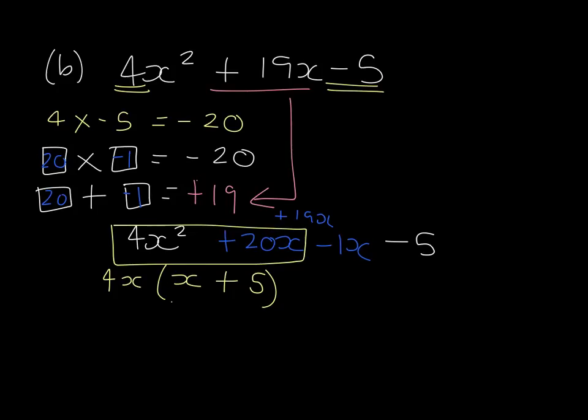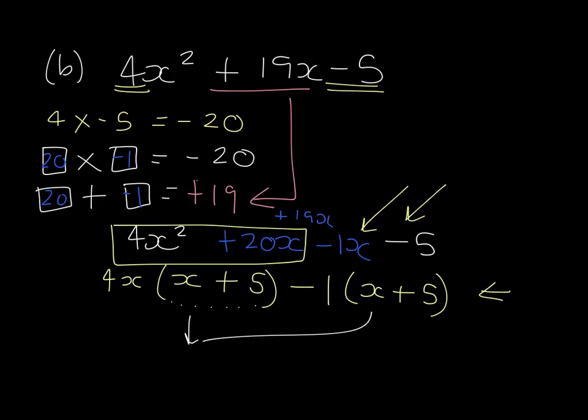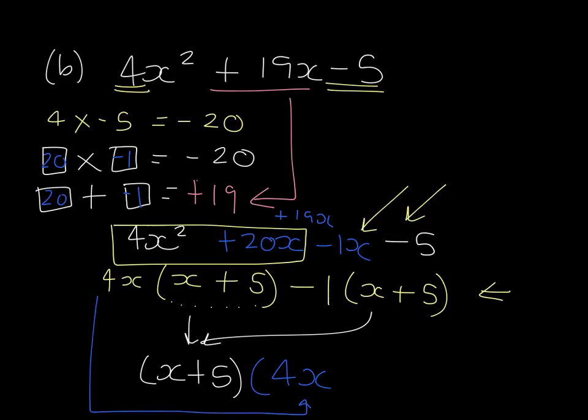Now I know that this is going to appear in the second half as well as x plus 5, so I write it down again. But if you look above, we've got a negative 5 and a negative x, and in this bracket here we have an x and a positive 5, so I need to place a minus 1 in front to make it work. Then, to complete my final factorisation, I have one bracket which is x plus 5, and then my second bracket contains the 4x from here and the negative 1 from there.